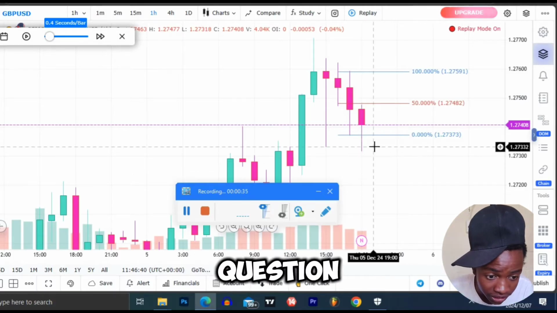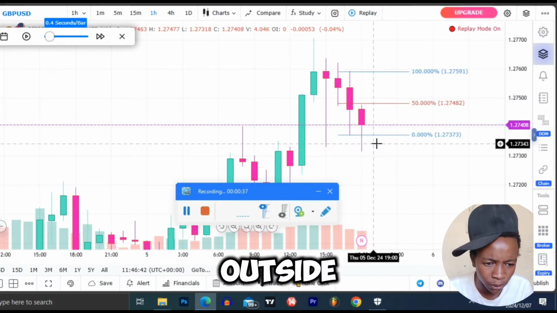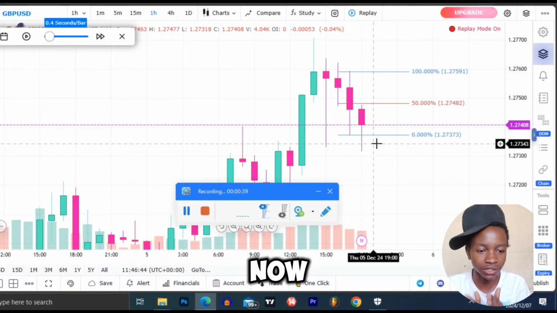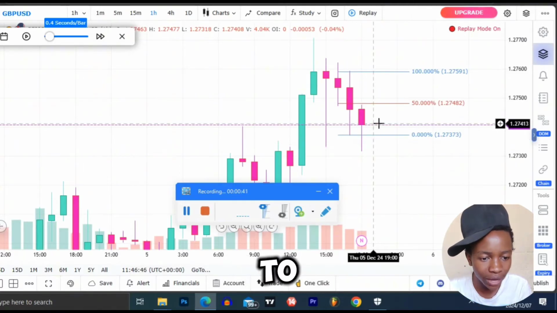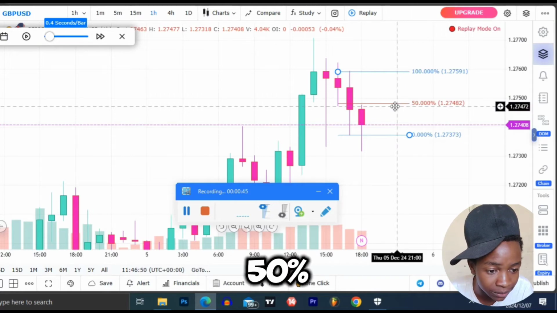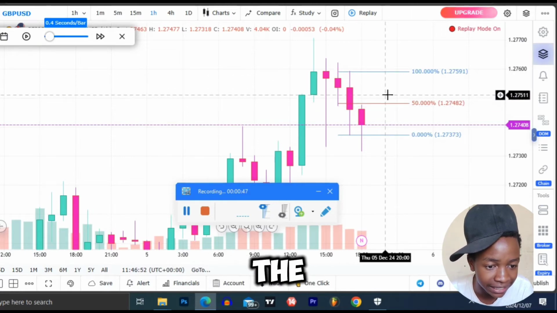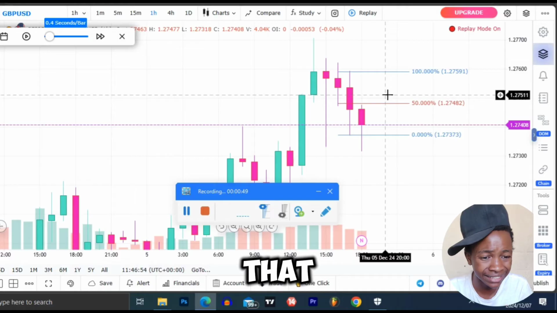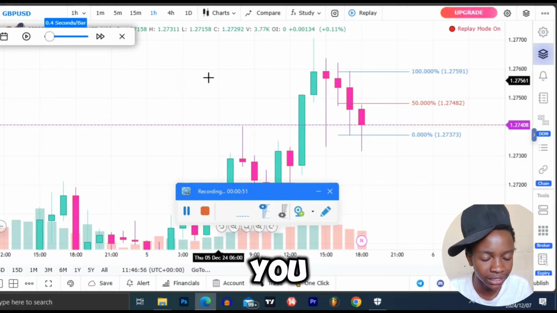Why? The why question is important. Check, the wick is outside, but where's the body? Inside. Now the entry reason. To enter, you can just enter your buy right now. The first take profit is at the 50% of the fib, right? The second is at the 100. That is not the best entry you can take, right?